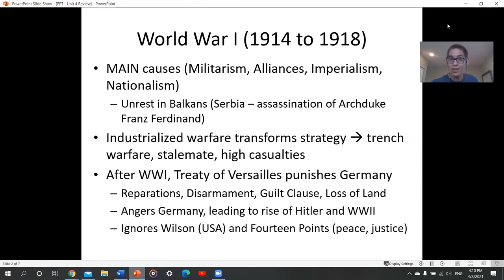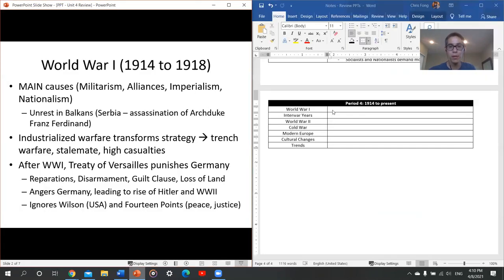First, World War I, 1914 to 1918. When we're talking about World War I, remember the main causes. The main causes are militarism, alliances, imperialism, and nationalism. Militarism is the idea that nations are building up these huge armies, especially because of the Industrial Rev, which gives them the capability to create these powerful weapons.